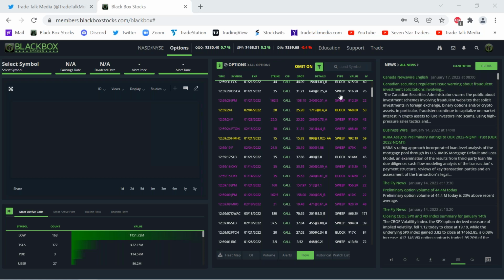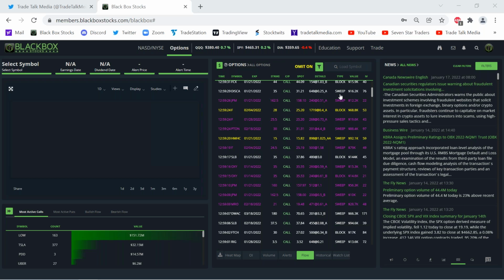So let's use an example. I want 1,000 contracts and I tell my broker, I don't want to pay more than $4. The broker is going to go out and look for 1,000 contracts available at an exchange for $4. If they find them, they fill the order. If they don't, they won't fill the order. A sweep is going to say, I want 1,000 contracts, go fill that order.